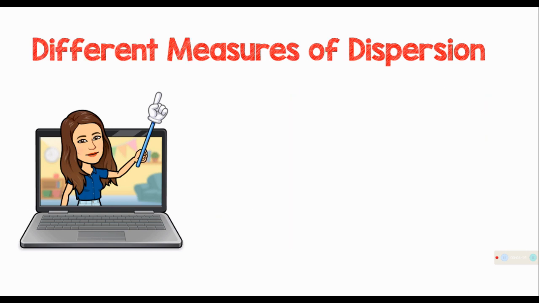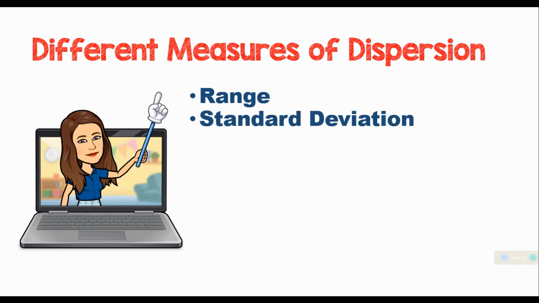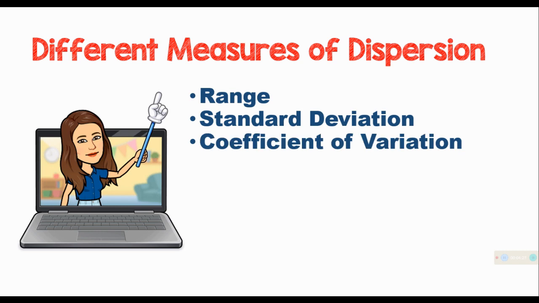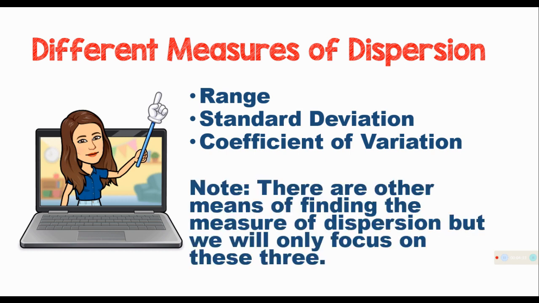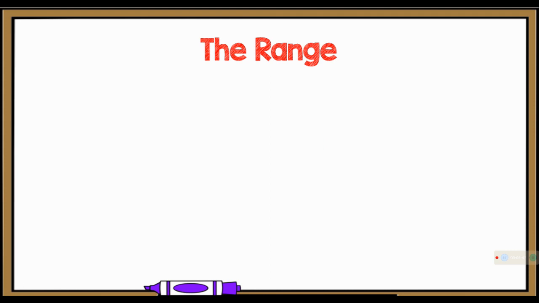Now, what are the different methods of finding the measures of dispersion? First, we have the method of finding the range. We can also compute for the standard deviation. And finally, the coefficient of variation. There are other methods of finding the measure of dispersion, but we are going to focus only on these three. Okay? So let's start with the range.